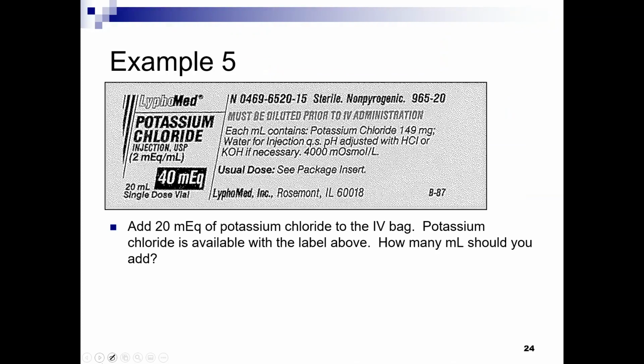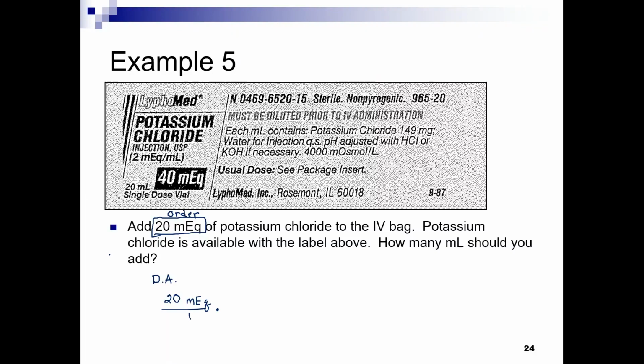We're going to look at one additional example here, and this one is an order for us to add 20 milliequivalents of potassium chloride to an IV bag. So the 20 milliequivalents is serving as my order, even though the word wasn't there. And it's available based on the label above. So I'm going to set up my dimensional analysis strategy. I'll be starting with my order, 20 milliequivalents over 1.